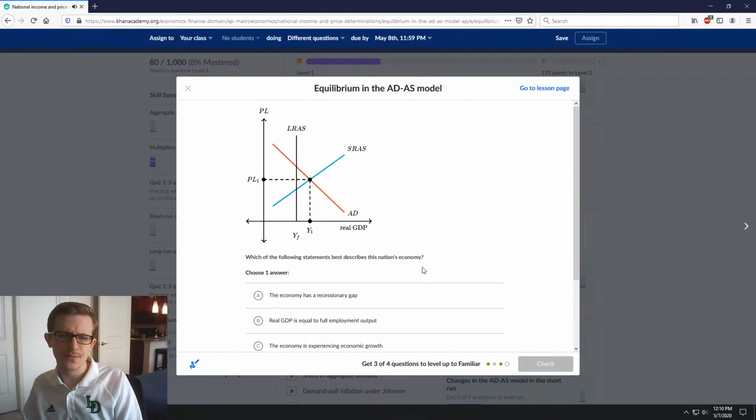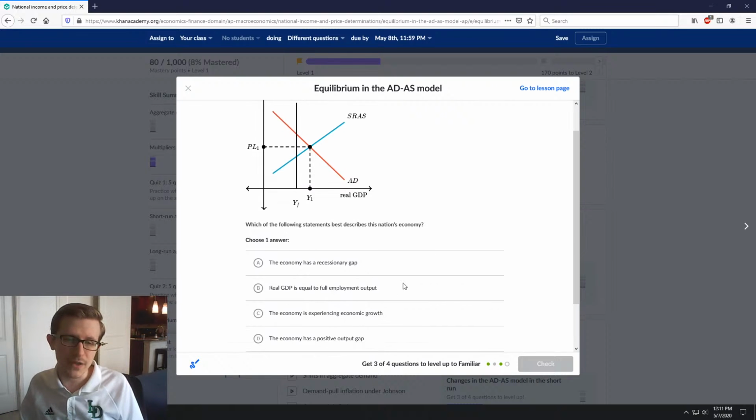So good job there. Which of the following best describes this nation's economy? They're currently operating to the right of their long run. Economy has a recessionary gap. If it was a recessionary gap, that means they'd be making less than normal. They're currently making more than normal, so probably not a recessionary gap. Real GDP is equal to full employment output. If it was full employment output, again, that'd be operating on the LRAS, so it's very likely not B. The economy is experiencing economic growth.